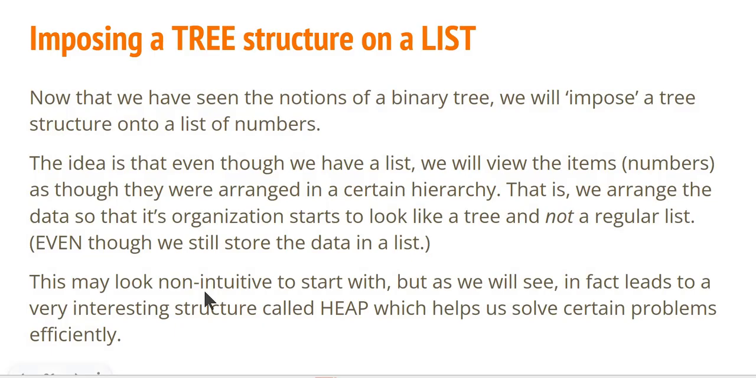This may look very non-intuitive to start with. You may be wondering, why are we doing this? But remember, go back to the motivation that we said, that for certain problems, especially problems where the items on this list are changing, and we want to keep track of, say, the highest priority. It just turns out that viewing the data through this lens of a tree structure in fact helps us to solve these problems very efficiently, because this viewpoint will lead us to a structure called a heap, which will solve this problem very efficiently. So even though it may look a little curious at this point of time, let's just do it.